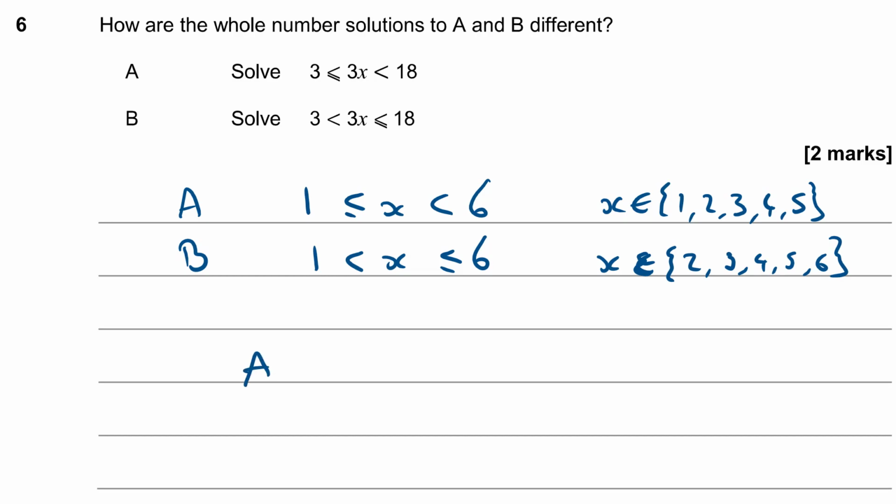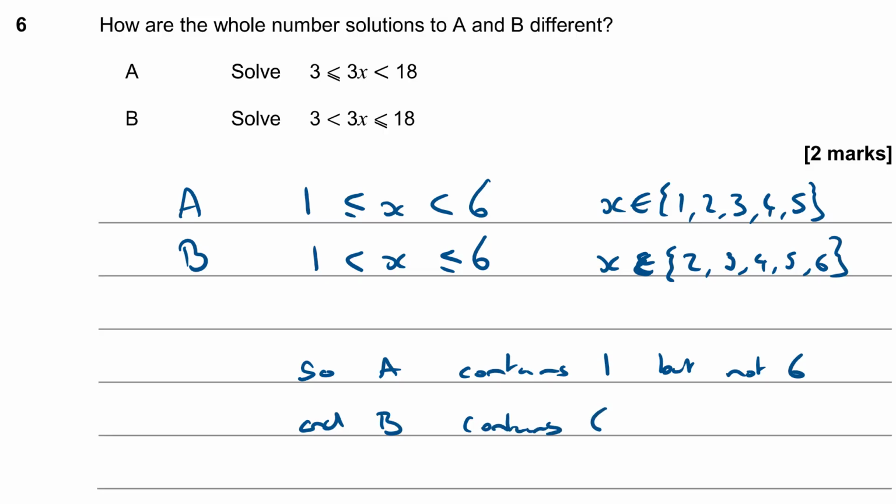I suppose A contains, so I'm going to say A contains 1 but not 6, and B contains 6 but not 1. Okay, probably overkill, but I've covered everything now.